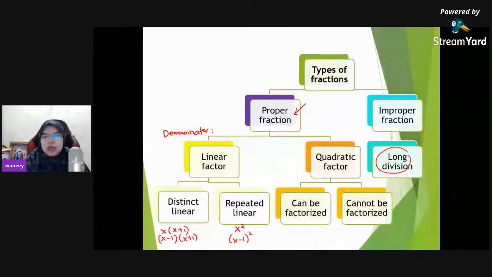Or if you look at your denominator, you might have a quadratic factor. For your quadratic factor, you should first check whether you can factorize it or not. If you can factorize it, then it becomes a linear factor, and you can check whether it is distinct or repeated linear. If it is a quadratic that cannot be factorized, then we leave it as a quadratic that cannot be factorized.